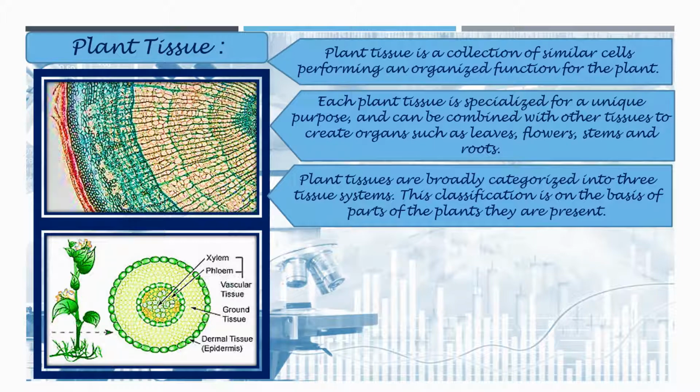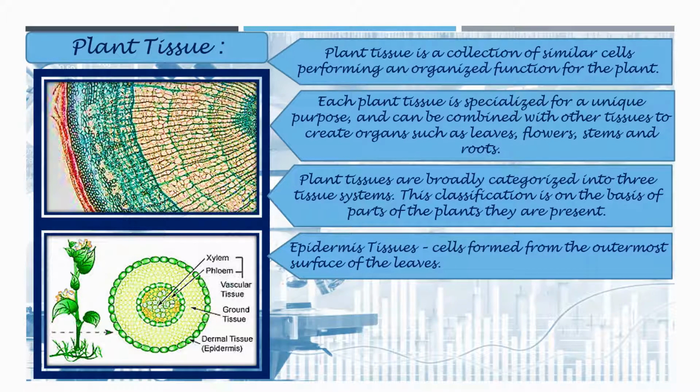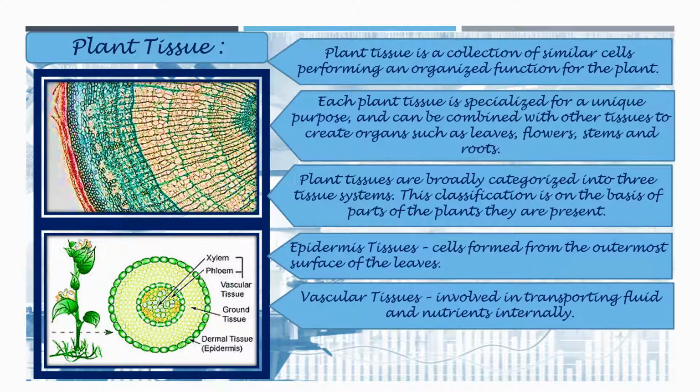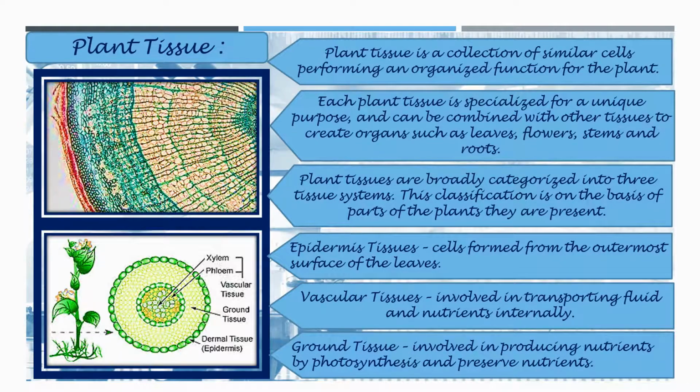So the three tissue systems are: the first tissue system is epidermis tissue. In epidermis tissues, cells are formed from the outermost surface of the leaves. And the second tissue system is vascular tissues. They are involved in transporting fluid and nutrients internally. And the third tissue system is ground tissue. And ground tissue is involved in producing nutrients by photosynthesis and preserving nutrients.